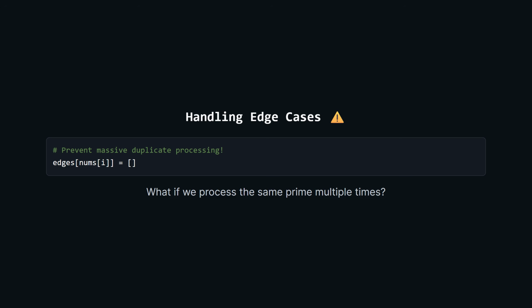A huge edge case here is performance. What if we step onto the prime number 2 and teleport to 50 different spots? Then later, we step on a different 2. We don't want to reprocess those 50 spots. So once we use a prime to teleport, we completely clear its edge list. This stops the code from exploding into unnecessary work.